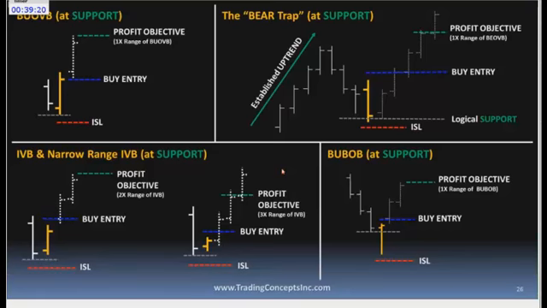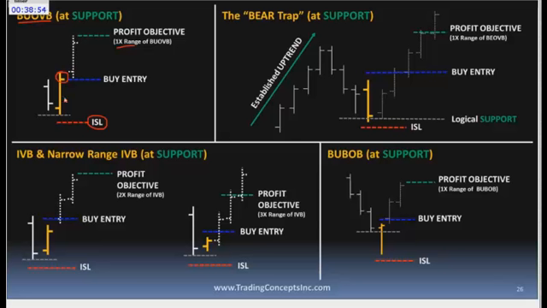Again, let's talk about those bullish patterns, right? You've got the bullish engulfing pattern, or the bullish BUBOB, outside vertical bar, right? High and low exceeds the prior bar's high and low. It closes in the top quarter. That's your entry right there. This is your profit target, 1 times the range. Your initial stop loss is directly below the low of that bar.